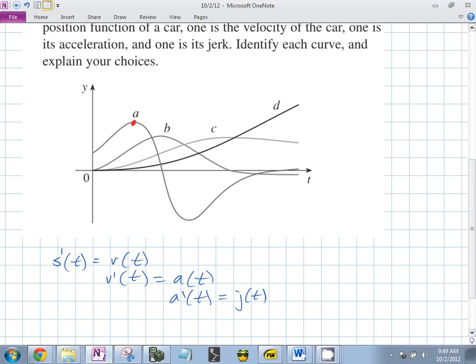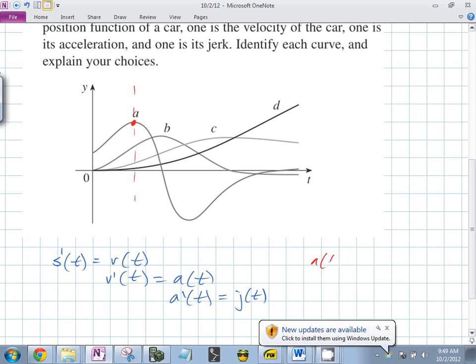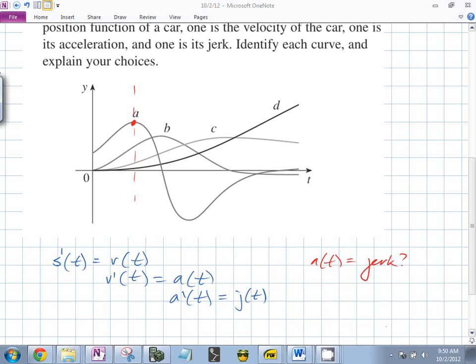Do any of these other functions cross the x-axis at this x value right here? No. So what's interesting about this is, therefore, B, C, and D cannot be what in relationship to A? They can't be the derivative. B, C, none of them can be the derivative of A. So what does that tell us A has to be, or A might be? A should be the jerk. Put a question mark, because we're inclined to believe it.